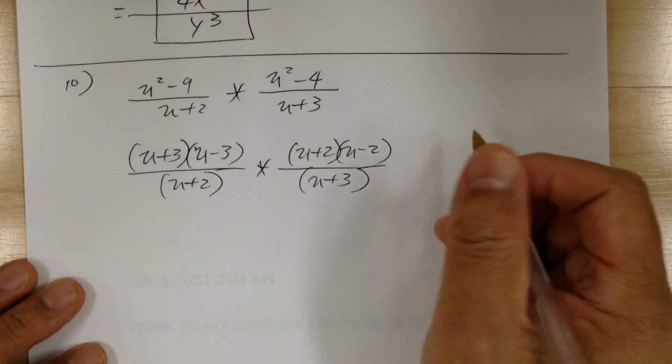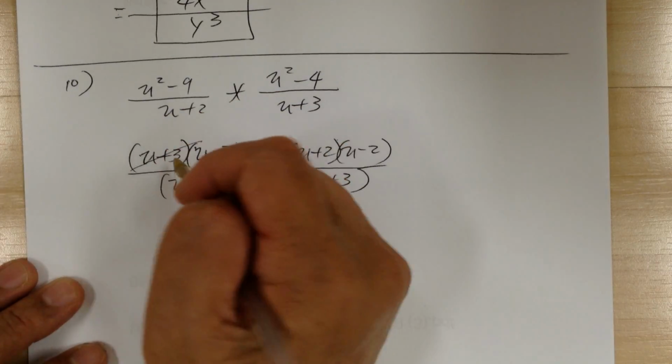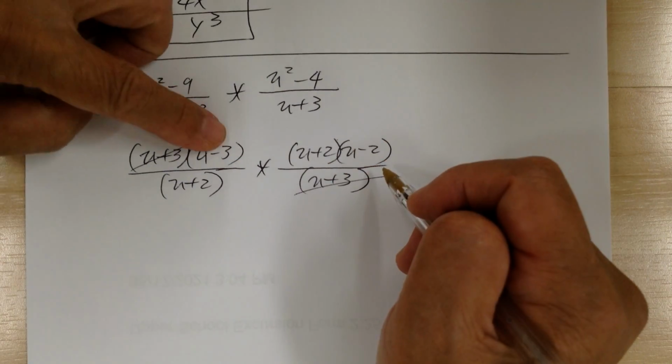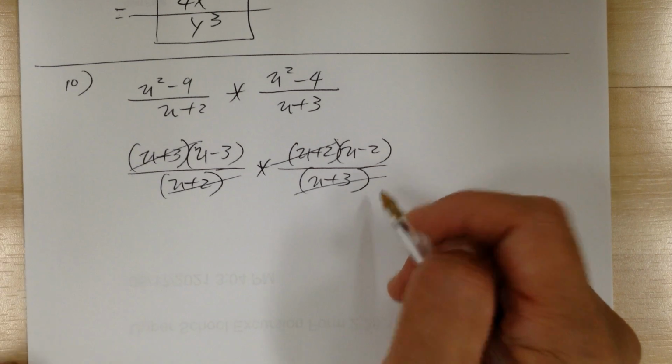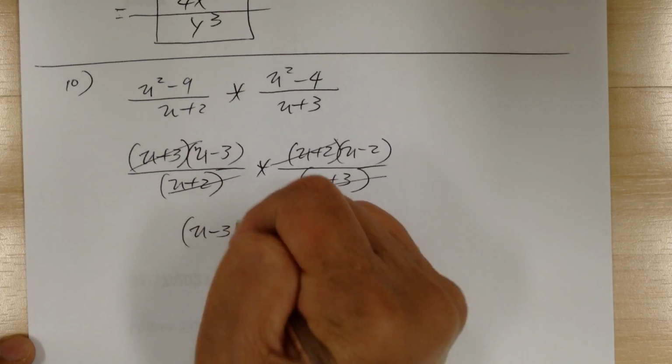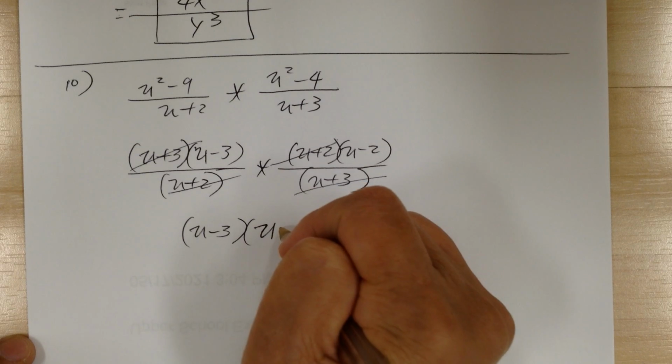Okay, next let's go and cancel things out. Just go down the list. So this one cancels with this one, this one does not cancel, this one cancels with this one. Okay. And so you end up with u minus 3 and u minus 2.